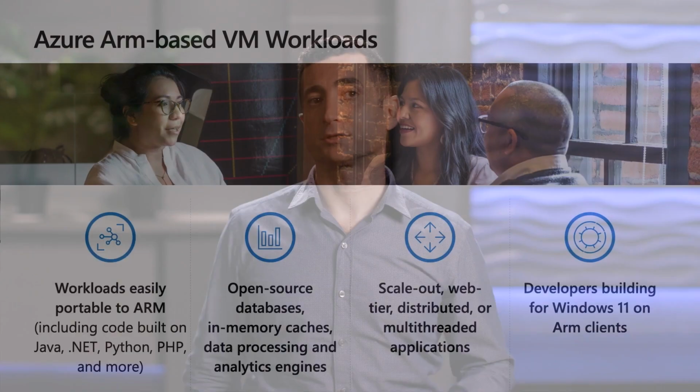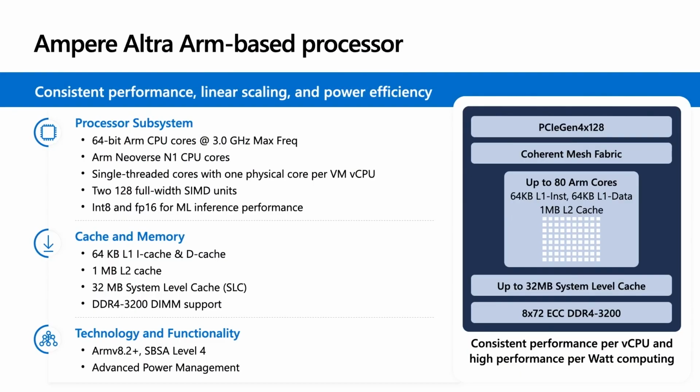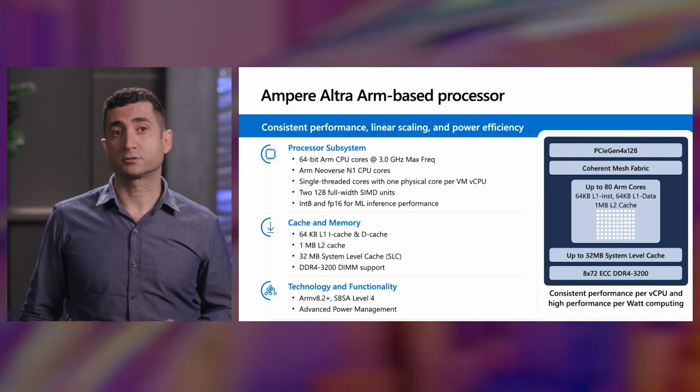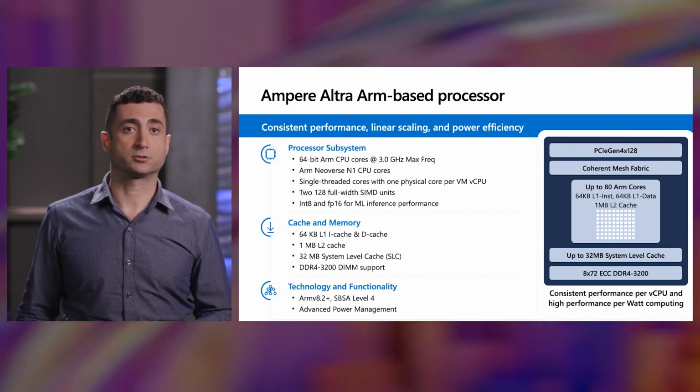Now let's take a deeper look at the processor behind Azure's Arm-based VMs, the Ampere Ultra processor, designed by Ampere Computing. The Ultra processor delivers high performance per vCPU with predictable performance characteristics that scale linearly with your workloads. Ultra is a 64-bit server processor based on the Arm Neoverse N1 architecture, with single-threaded CPU cores that run at a frequency of up to 3 GHz. That's among the fastest Neoverse-based processors available. And each vCPU is an entire physical compute core with dedicated resources based on the Arm version 8.2 architecture, with support for int8 and FP16 instructions that help accelerate machine learning inference applications.